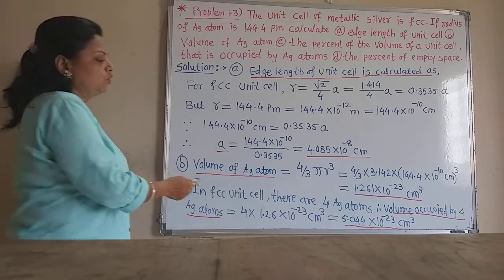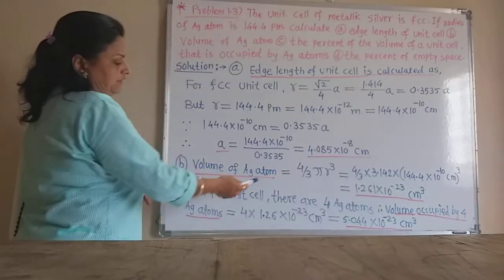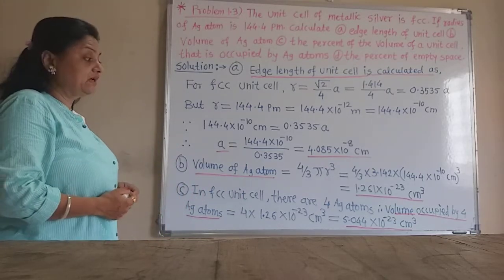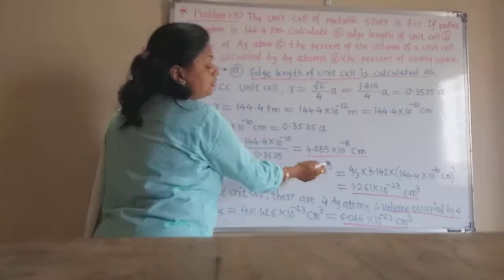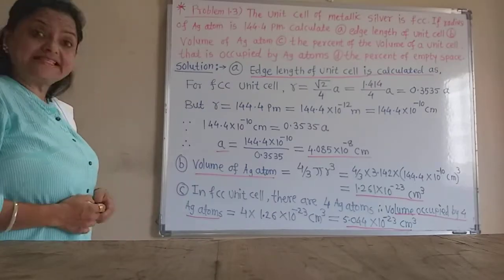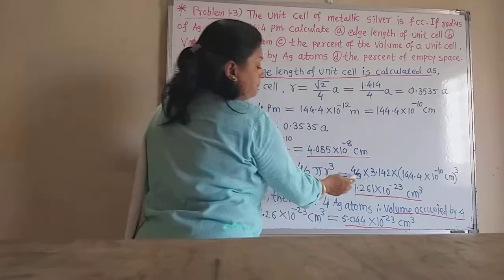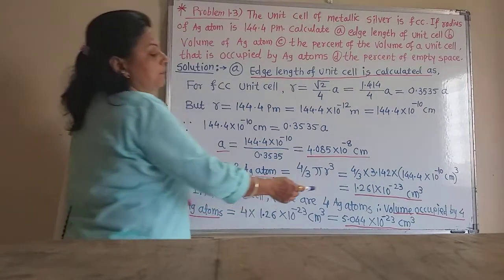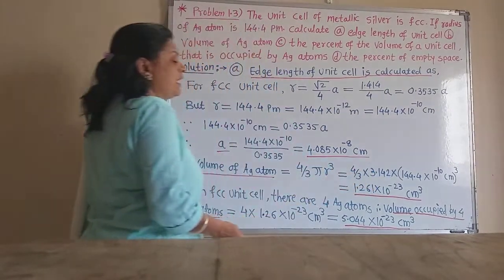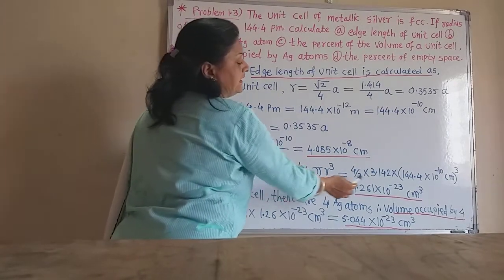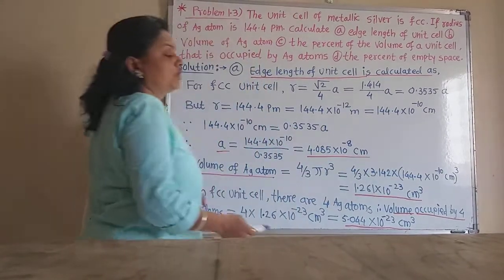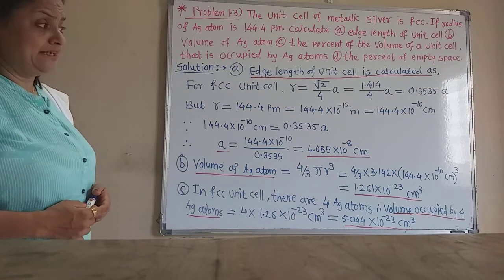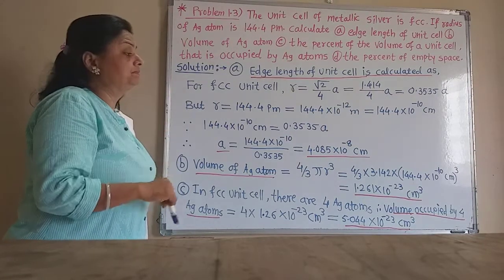So the volume of a silver atom is equal to, that is the formula of the sphere, the volume of the sphere is 4 by 3 pi r cube. Now here the radius is given, so 4 by 3 pi, where the value of pi is 3.142, and just take the cube of this radius, 144.4 into 10 raised to minus 10 centimeter, cubed.